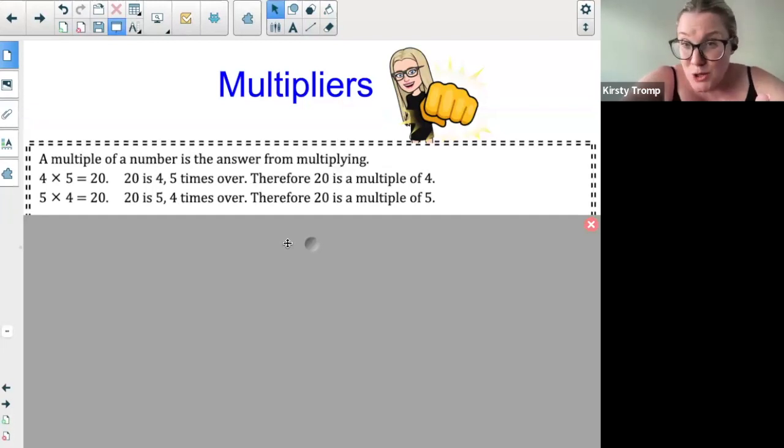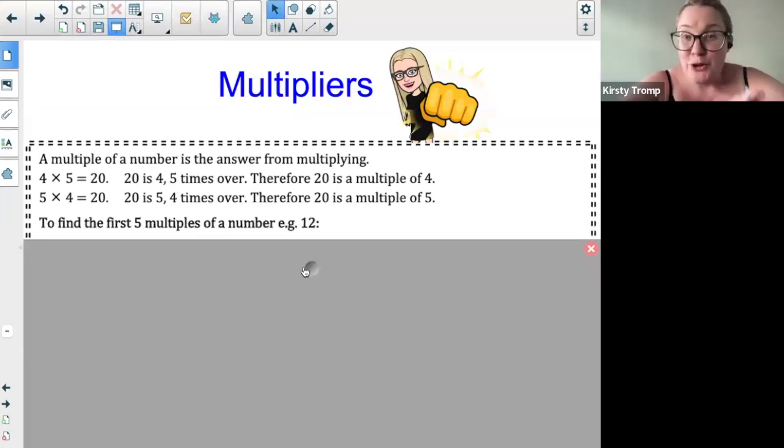5 times 4 is also 20. So we looked at that on Tuesday night, how we can swap the numbers around and we get the same answer. 5 times 4 is also 20, so 20 is 5, 4 times over. Therefore, 20 is also a multiple of 5. So a number can be a multiple of different numbers as well.